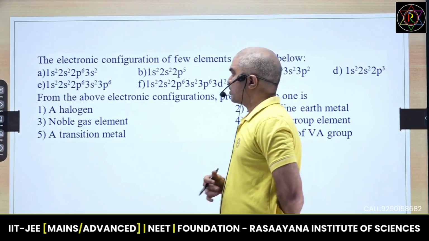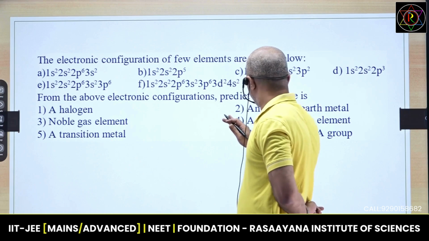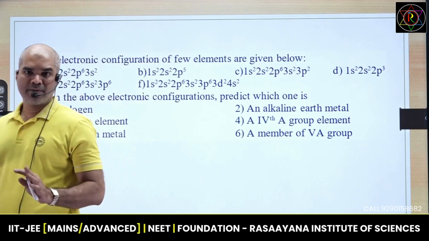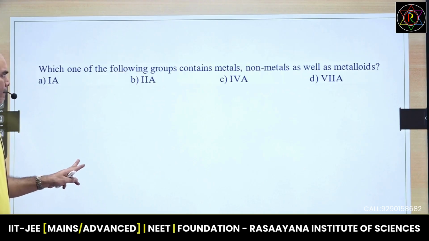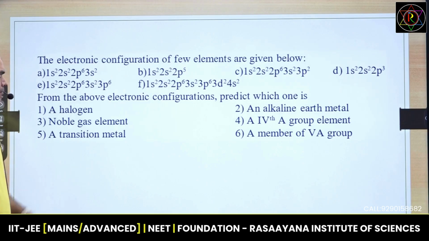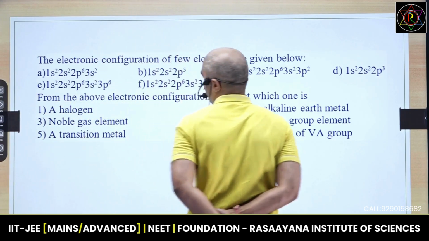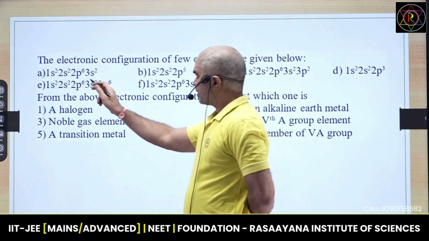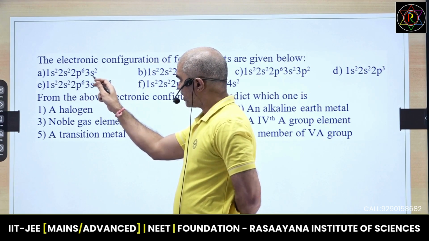The electronic configuration of few elements are given below. From the above electronic configurations, predict which one is so and so. Okay, I am leaving this for you. It is a very simple one. You can very easily do it, I guess. 1s2, 2s2, 2p6, 3s2. So this should be an S block element.